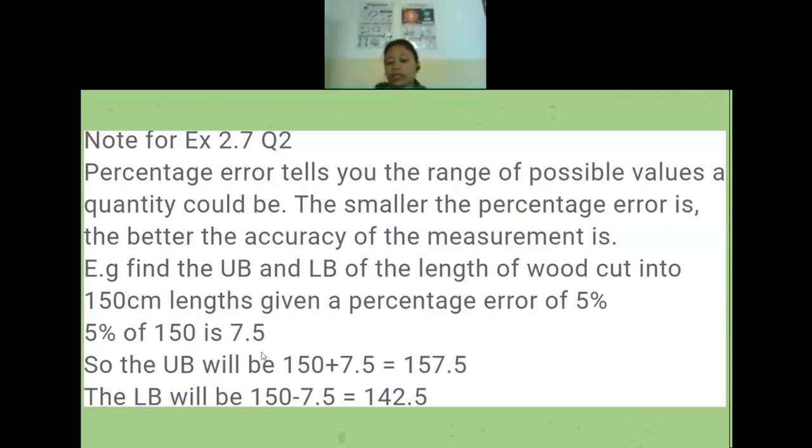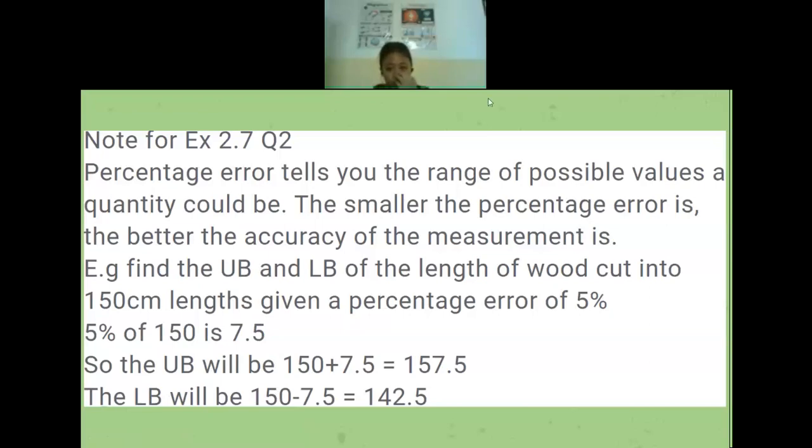After you got 7.5, to find the upper bound, because the upper bound will be bigger than its number, I need to add it. So 150 plus 7.5 equals 157.5 as the upper bound. For the lower bound, the number is smaller, that's why we use subtraction. Then the lower bound will be 142.5. Before I move to the homework, is there anyone still getting confused with my example question about percentage error?